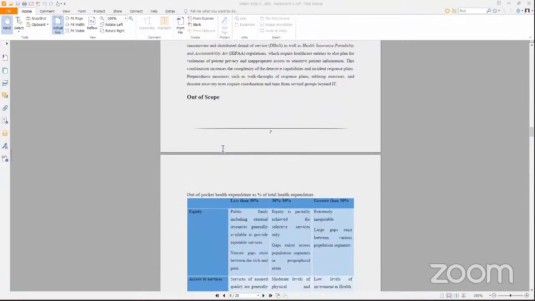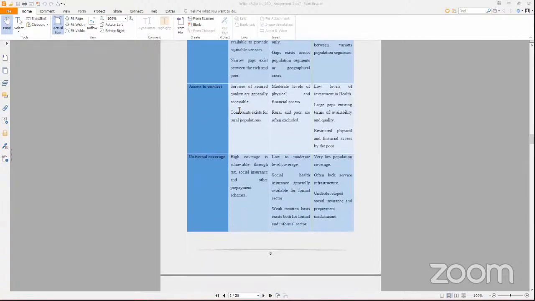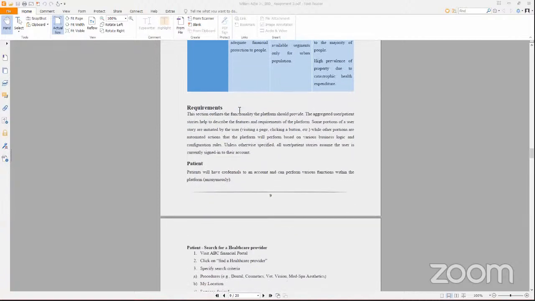We have our out of scope, which was basically a research done to determine the out of pocket health expenditure as a share of total health expenditure. We also have a requirements section that outlines the functionality that the platform should provide, more or less a process flow of what every entity should perform.